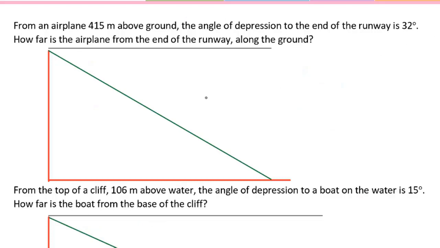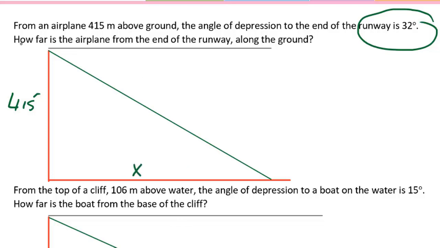So let's take a look at what we have here. We have an airplane that is 450 meters high in the sky, and the angle of depression to the end of the runway is 32 degrees. We're asked for how far away the plane is from the runway along the ground. So in other words, we're asked for x down here.